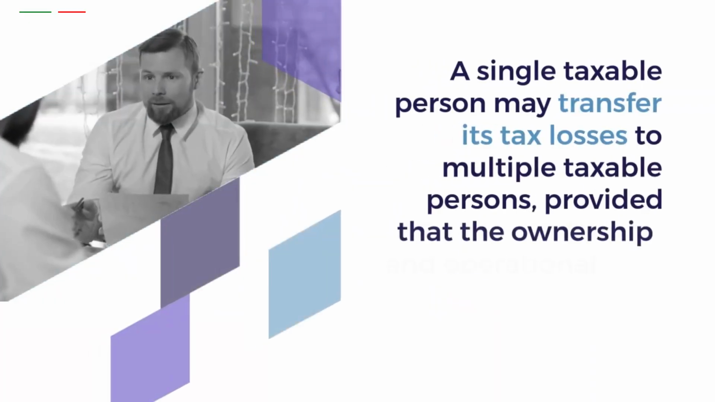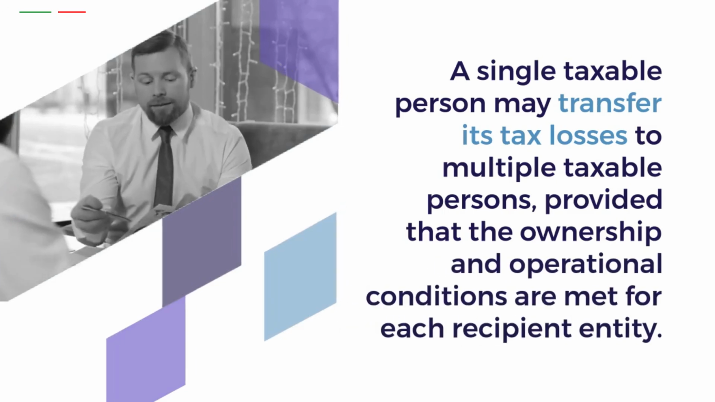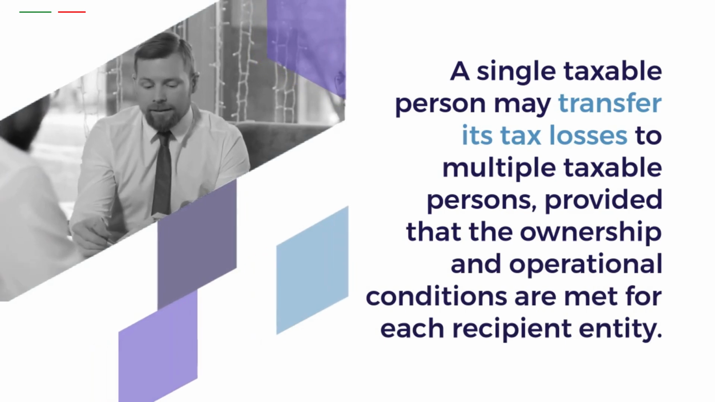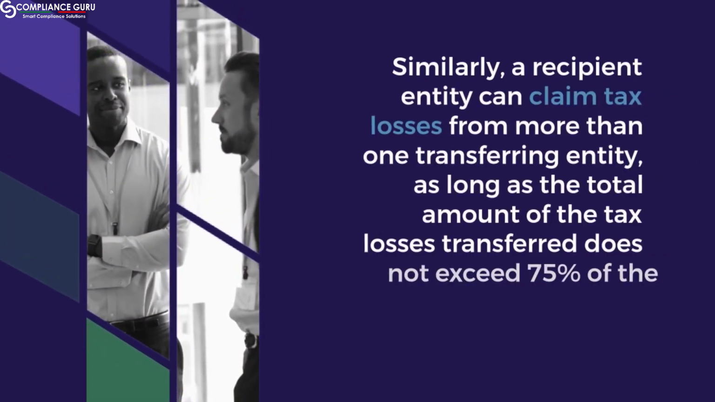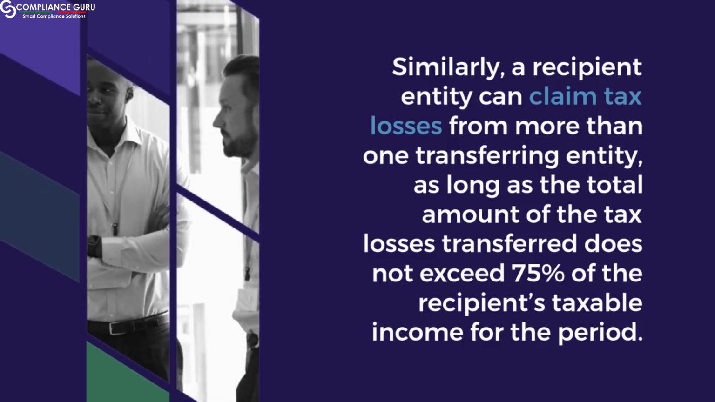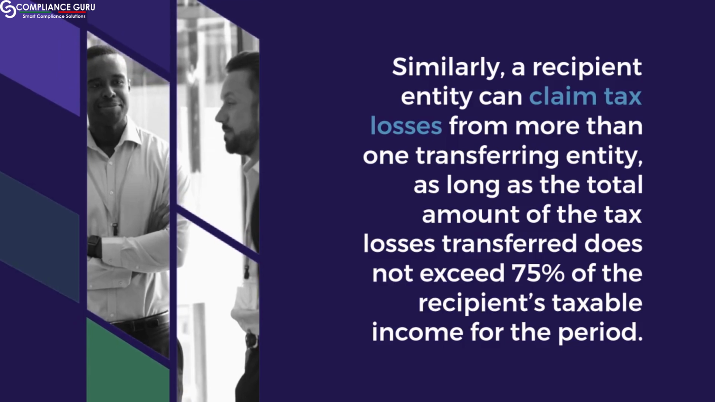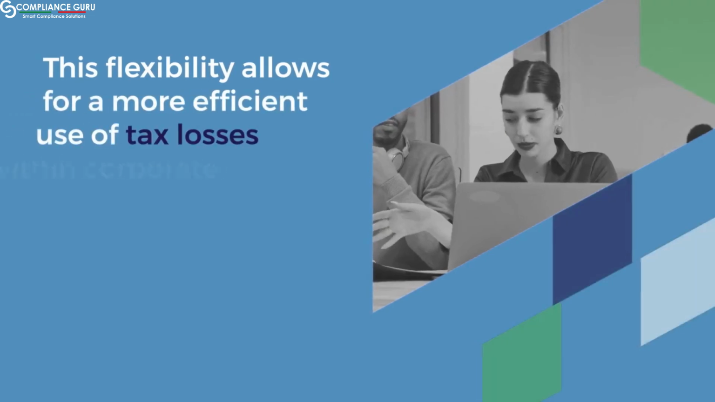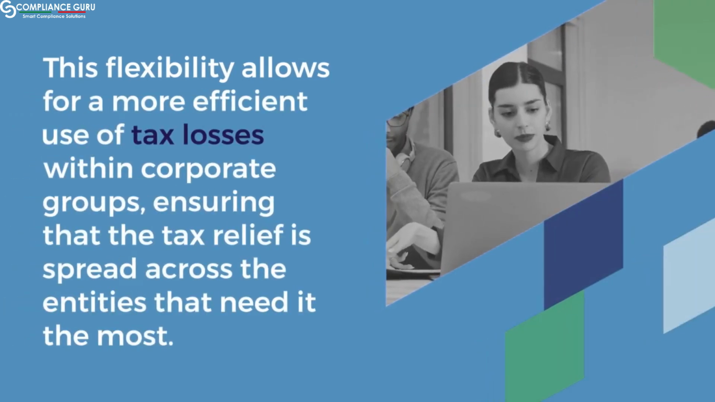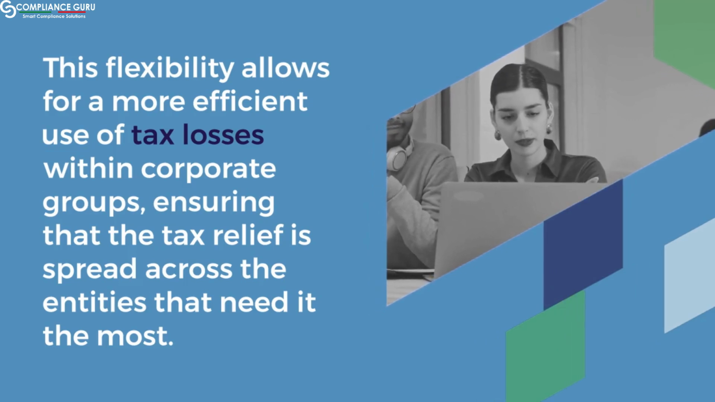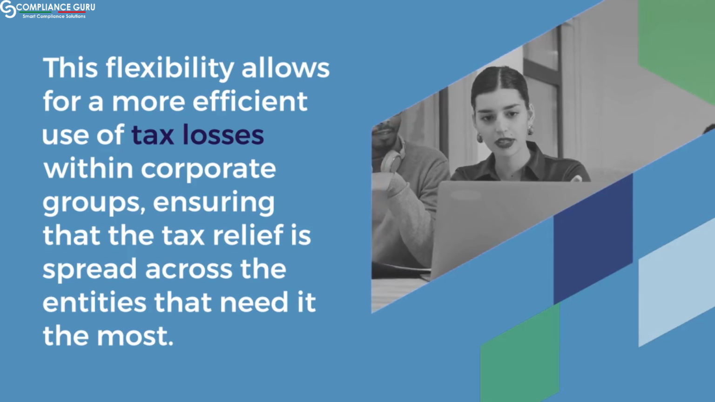Multiple transfers and recipients. A single taxable person may transfer its tax losses to multiple taxable persons, provided that the ownership and operational conditions are met for each recipient entity. Similarly, a recipient entity can claim tax losses from more than one transferring entity, as long as the total amount of the tax losses transferred does not exceed 75% of the recipient's taxable income for the period. This flexibility allows for a more efficient use of tax losses within corporate groups, ensuring that the tax relief is spread across the entities that need it the most.